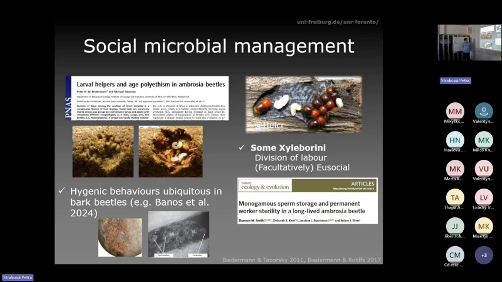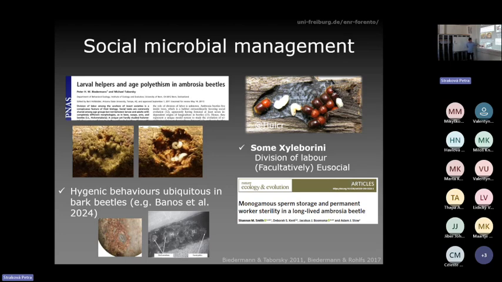Yeah, and this is not only, so the most social beetles are the Ambrosia beetles that are really obligately dependent on the fungus and that are breeding within the xylem. But also among bark beetles, you can see a lot of things that are similar. We also see that the bark beetles are cleaning their tunnels. They are smearing some secretions. We are not sure yet what they're doing with that. They're cleaning their eggs.